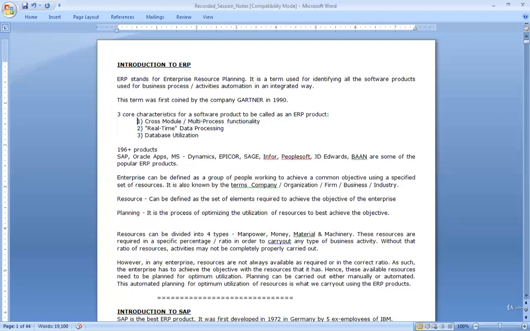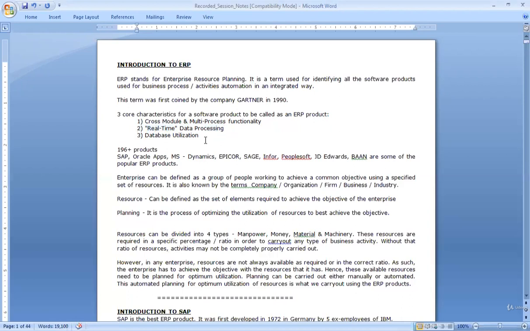Now, the first one talks about the ability of the product to handle different processes across different streams. That is, all the activities which the company wants to automate or optimize. The software product should be capable of handling all those activities in any process. Real-time data processing talks about the ability of the product to ensure the users are able to carry out activities as and when required, just like they do it in the real time. Database utilization talks about the ability of the product to store and retrieve the data as and when required so that it enables the users to carry out activities in real time.